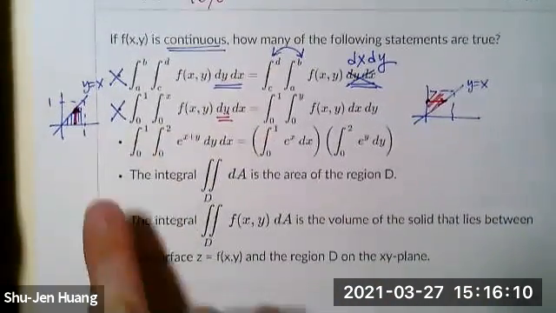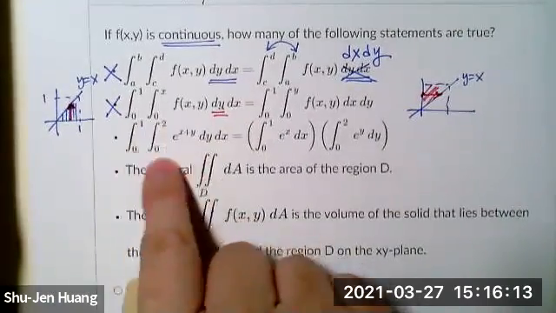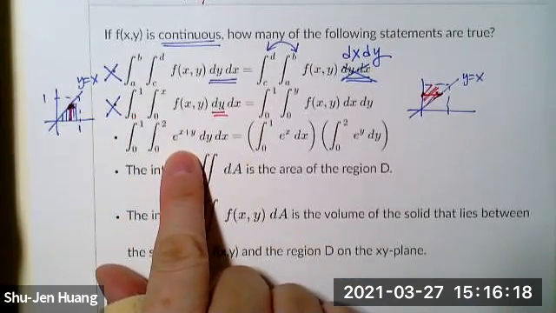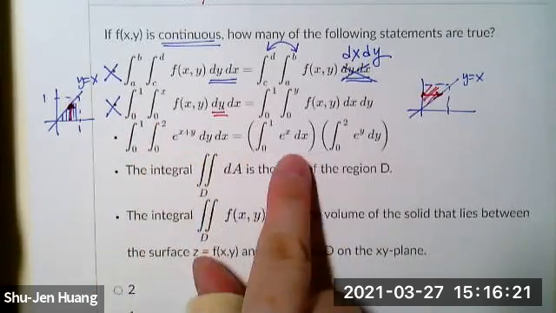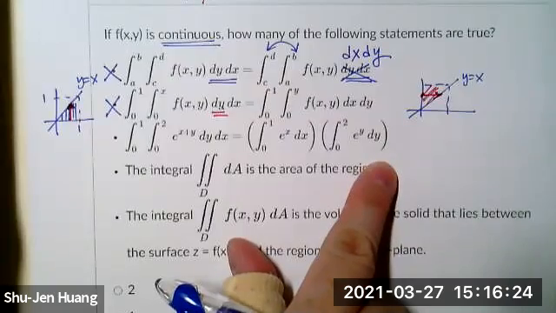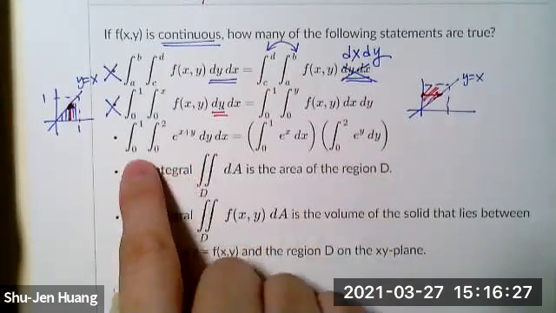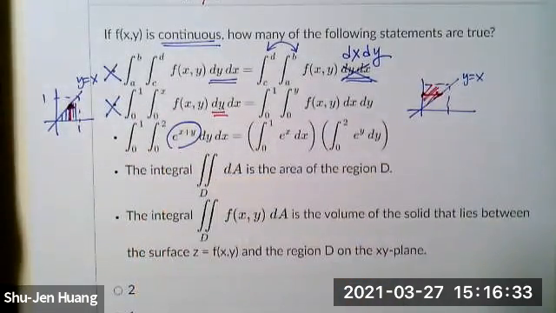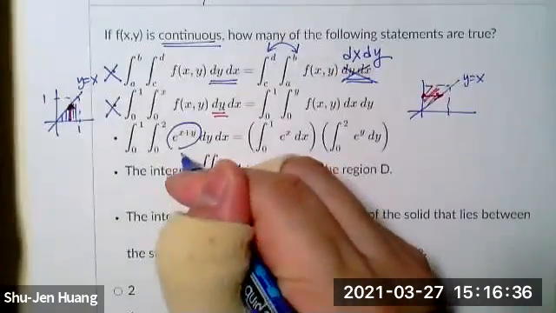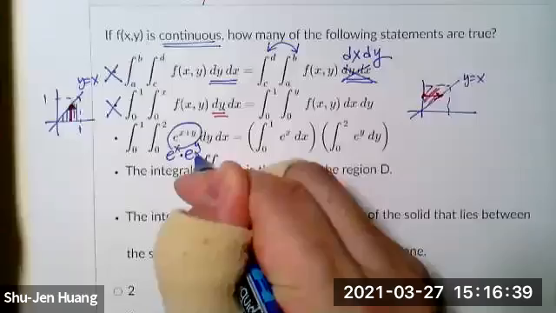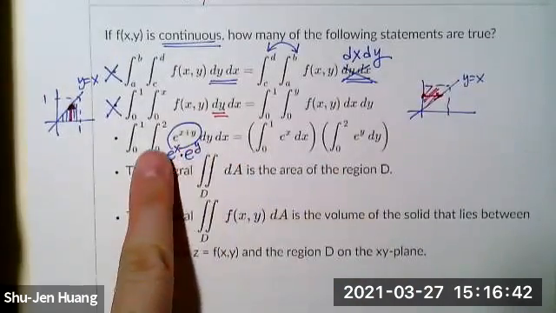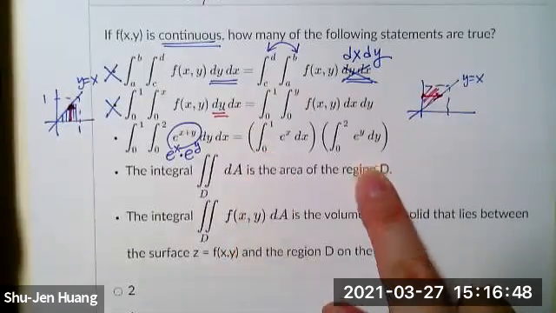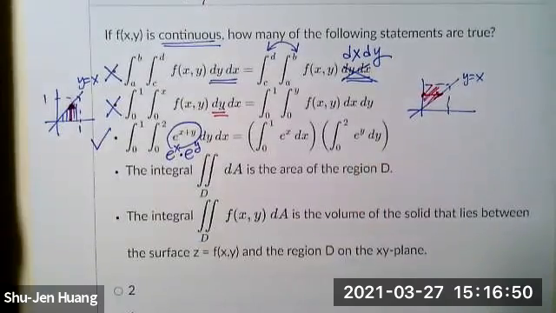And the third one here, we have a rectangular region. Y is from 0 to 2, x is from 0 to 1. The integrand is e to the power x plus y. Can we write this as a product of two single integrals? We mentioned that if it's a rectangular region, and the integrand can be written as the product of two functions, in this case e^x times e^y, one depends on x, the other depends on y, then yes, we can split this into two single integrals. So the third one is correct.